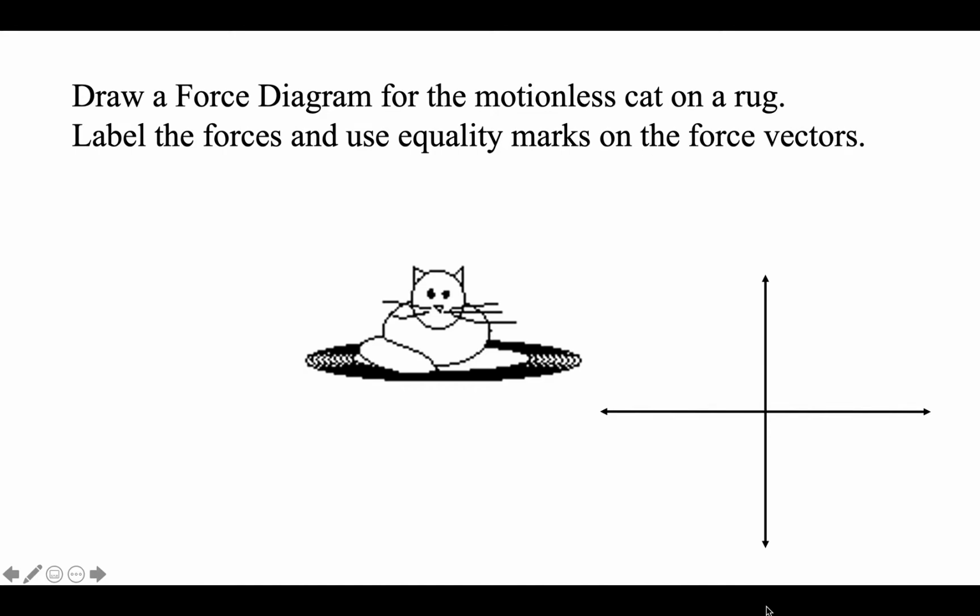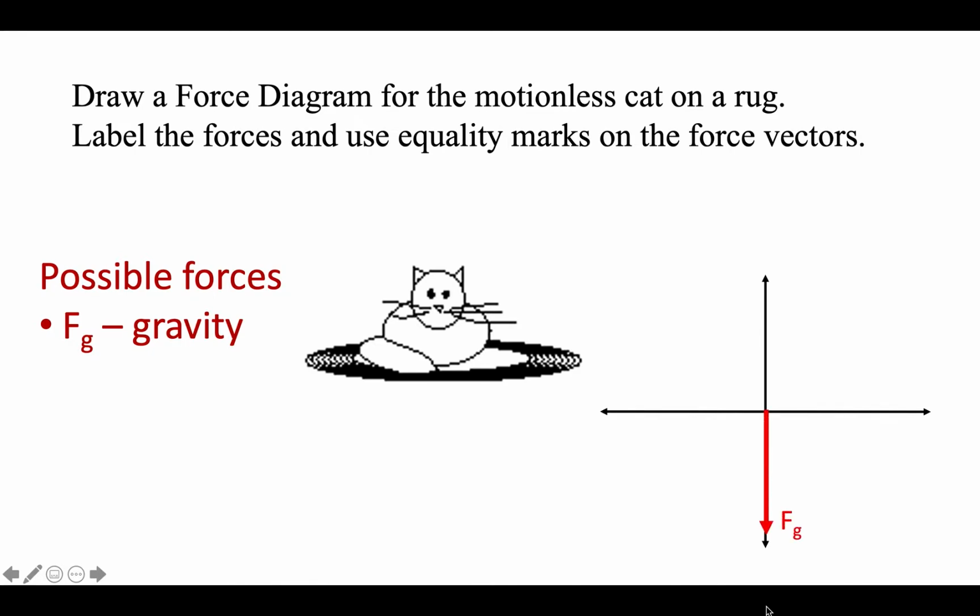Okay, so here I'm going to draw a force diagram for a motionless cat on a rug. First, we need to talk about the possible forces, and we only have a list of 5 possible forces we're going to use for our diagrams. And the first one is gravity, because you're going to draw a gravity vector for any object. So the kitty certainly has a force of gravity, and we're going to put the kitty in the middle of the Cartesian axis, and we're going to draw the force of gravity pulling the kitty down. Gravity will always point straight down no matter what. And remember, that's the kitty's weight. So it would be the kitty's mass times 9.8.